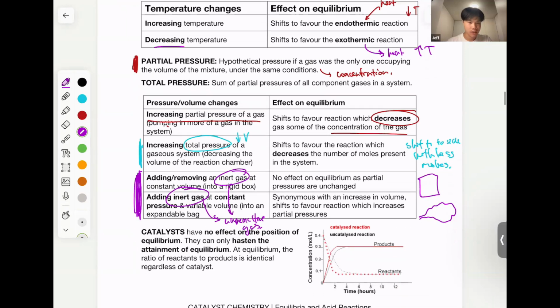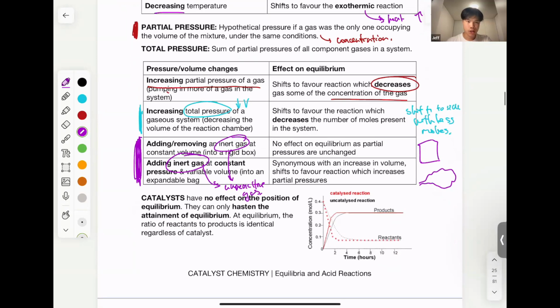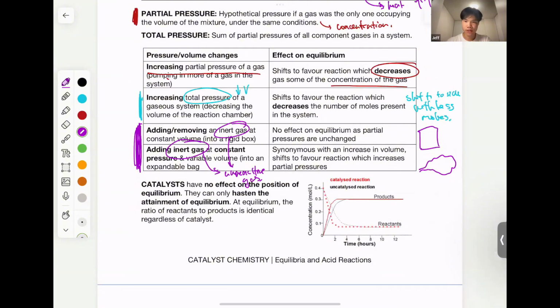Yeah. Okay. Any questions on the pressure volume cases? Other than that.